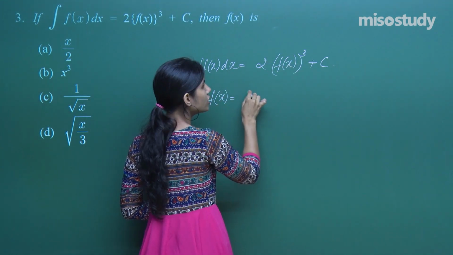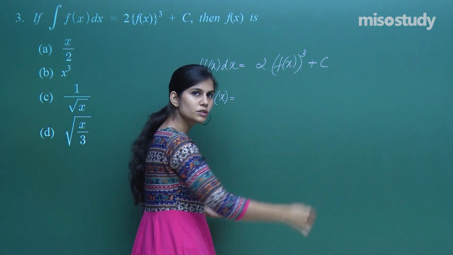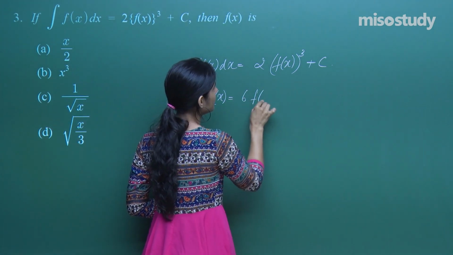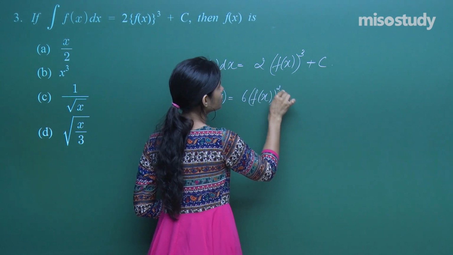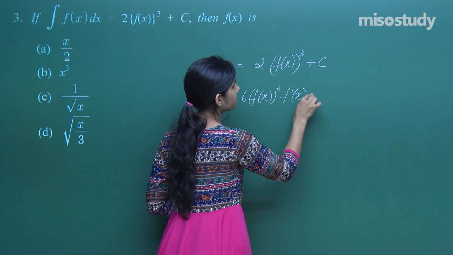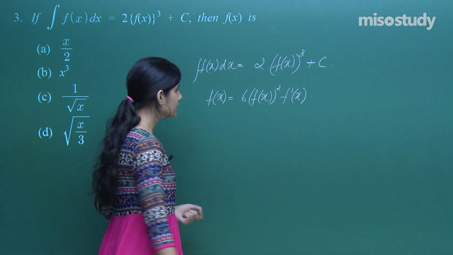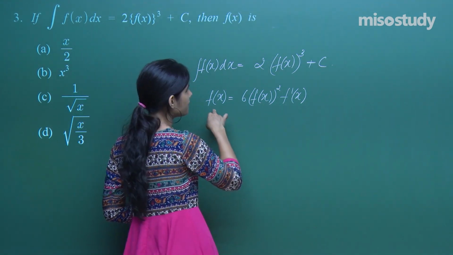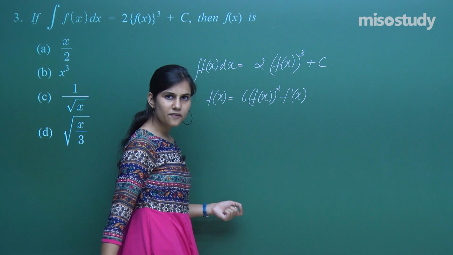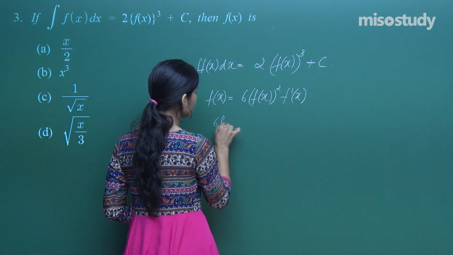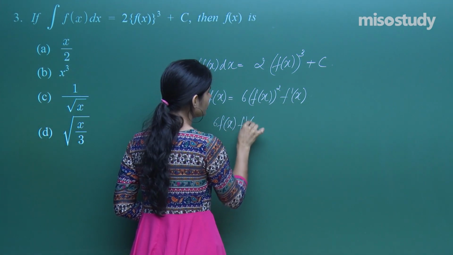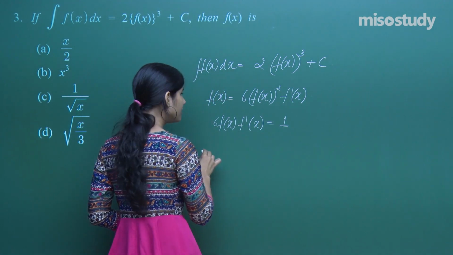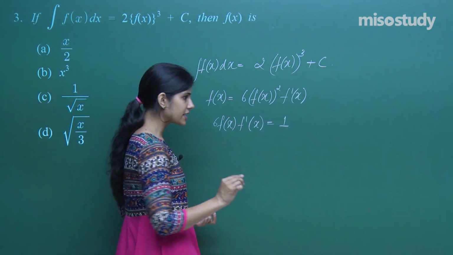This is 2 constant, 3 into f(x) whole square into f dash x. So over here you get 6 f(x) whole square into f dash x. Right? This is what you get by chain rule. After this, you can see f(x) over here, f(x) over here. One f(x) gets cancelled. You are left with 6 f(x) f dash x equals 1. From here, the very situation of obtaining f(x) starts.